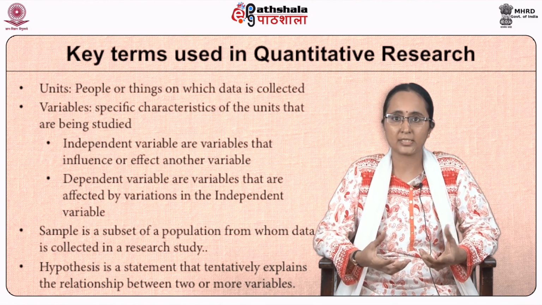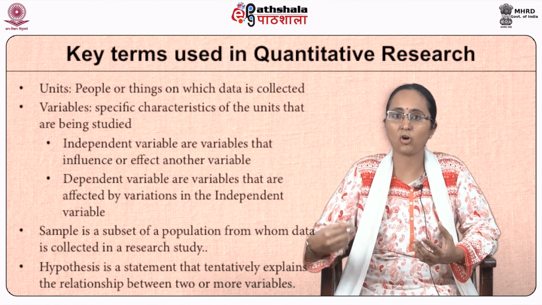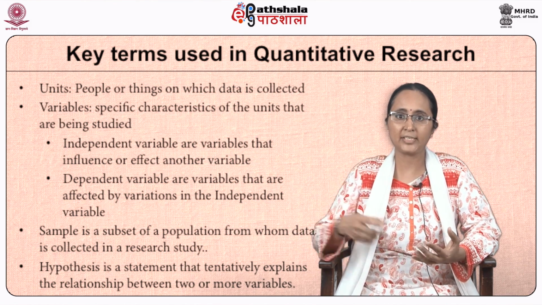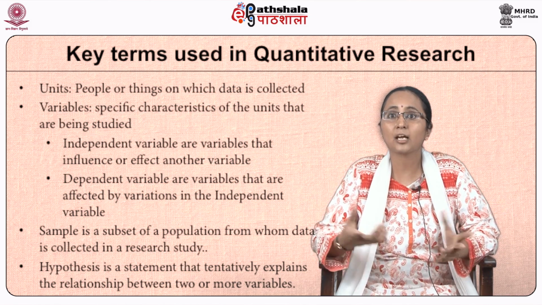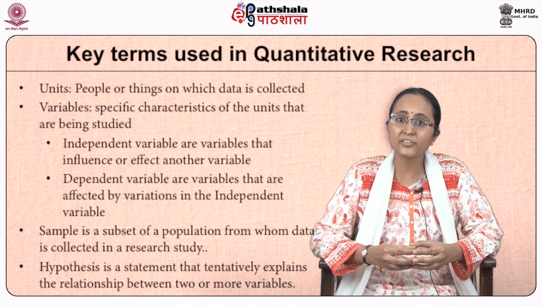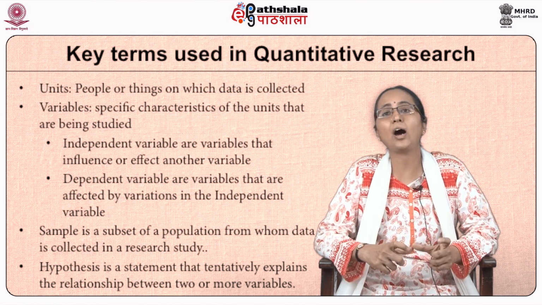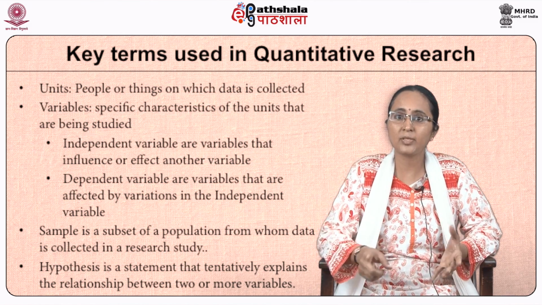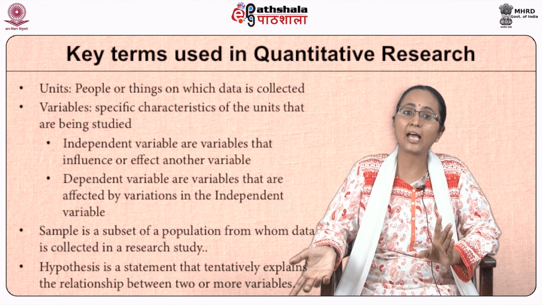Now we come to key terms that are used in quantitative research. Unit. Okay, a unit refers to the people or things on which or from whom we collect data. For example, schools, children, villages, housing societies, communities, etc. Variables are the specific characteristics of the units that we are studying. Okay. For example, your unit is a child. The variable would be gender, age, education. If it is an adult, you could have income as well.